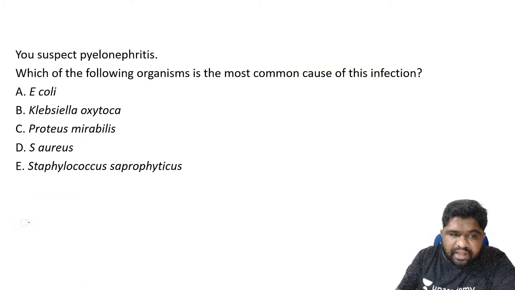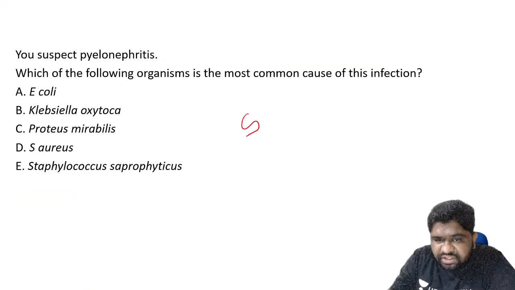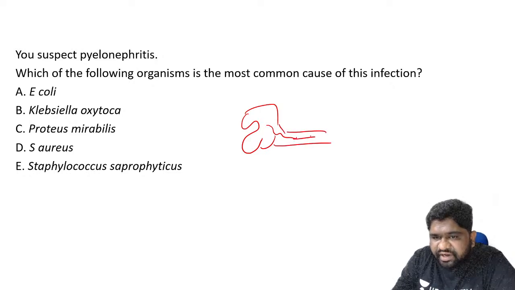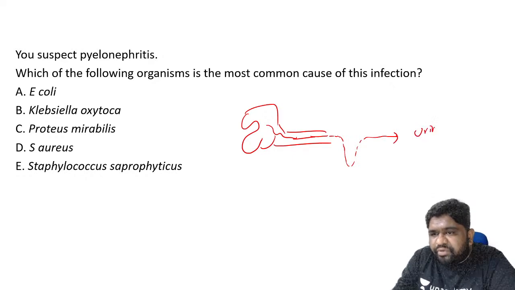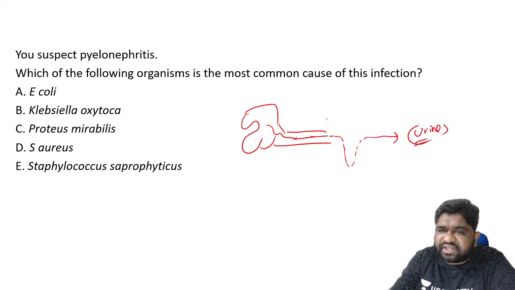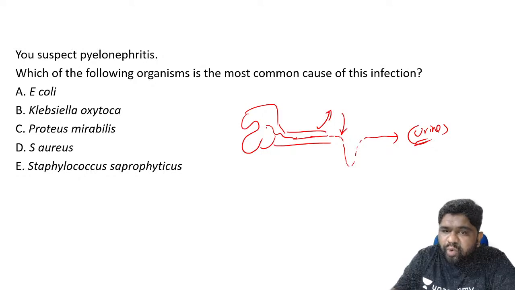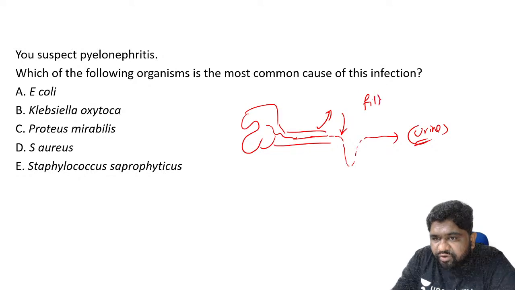This can have multiple ramifications. Now imagine if this is the glomerulus. Then you look at the filtrate. The filtrate will ultimately come here and become urine. Before the filtrate becomes urine, what are the things that can happen? You can have tubular reabsorption, you can have tubular secretion.